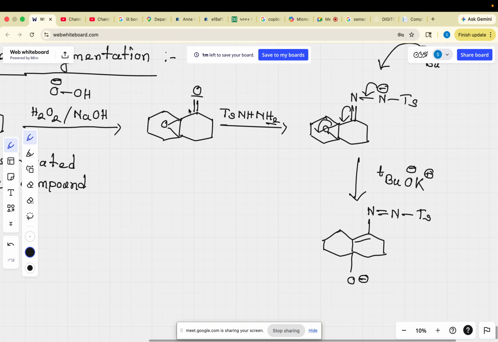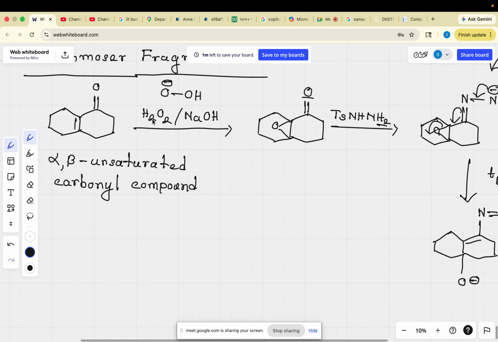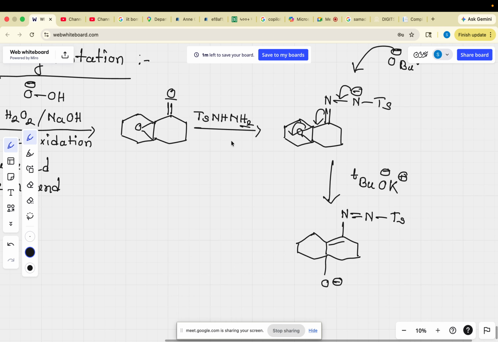Now what can happen? Up to this, whatever we have done is not the Eschenmoser fragmentation. The next step is your Eschenmoser fragmentation. Up to that, we have done the epoxidation reaction, which we have done earlier, and second, the hydrazone formation. If you react with potassium tertiary butoxide, that is like the Bamford-Stevens reaction, with one equivalent used. But when you have this kind of system, what will happen?